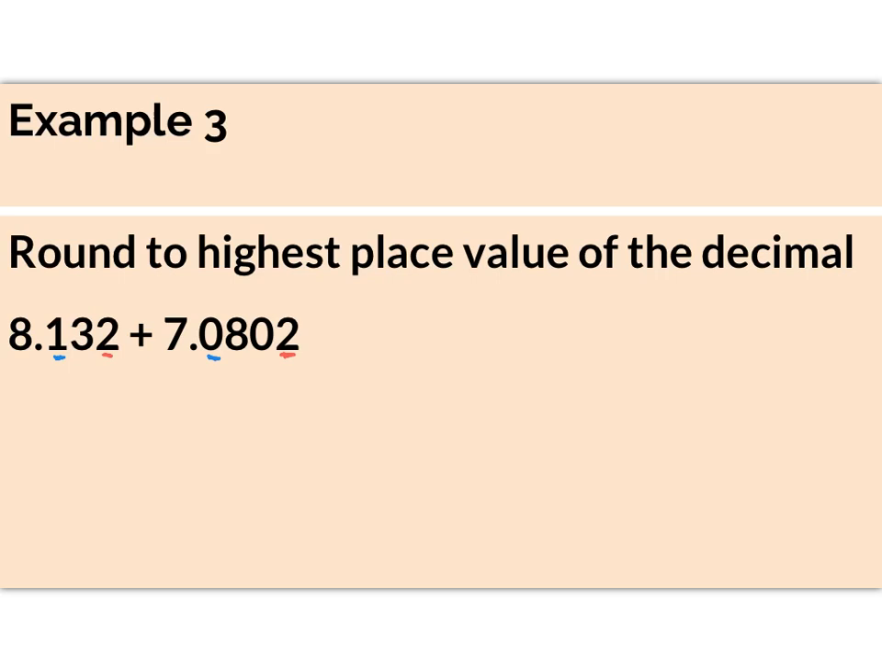So we're going to round. We look to the right of the 1. It's a 3. It's 0 to 4, so this stays 8.1. We look to the right of the 0. 8 is bigger than 5, so we have 7.1. And now we add. And then 8.1 plus 7.1 becomes 15.2. Okay, so that's the end of our examples, and I will see you at the end of this video for the recap.